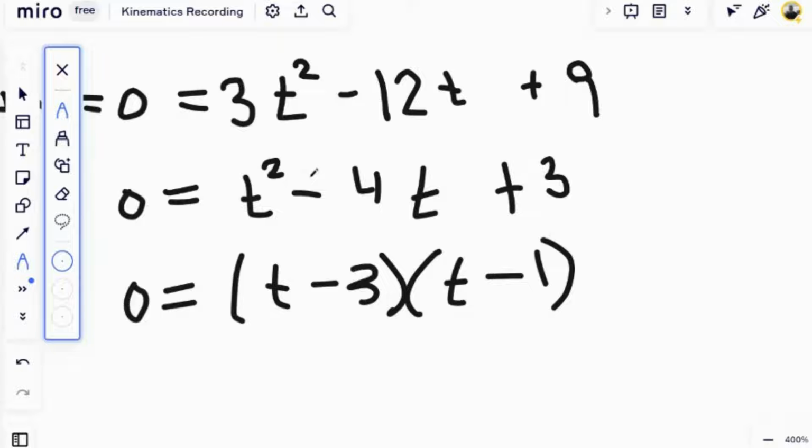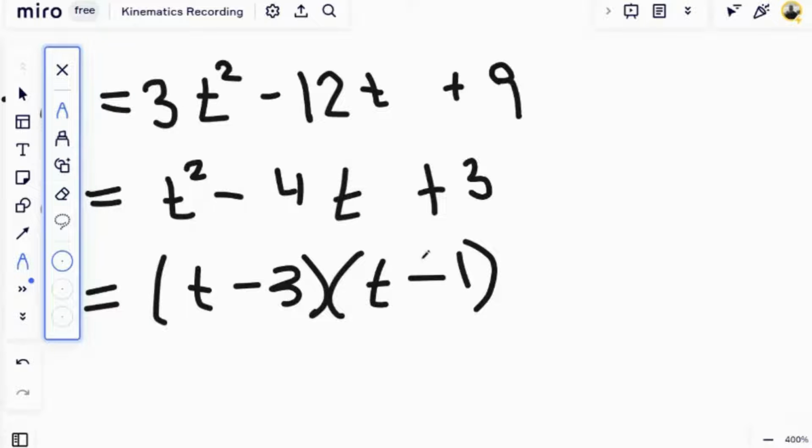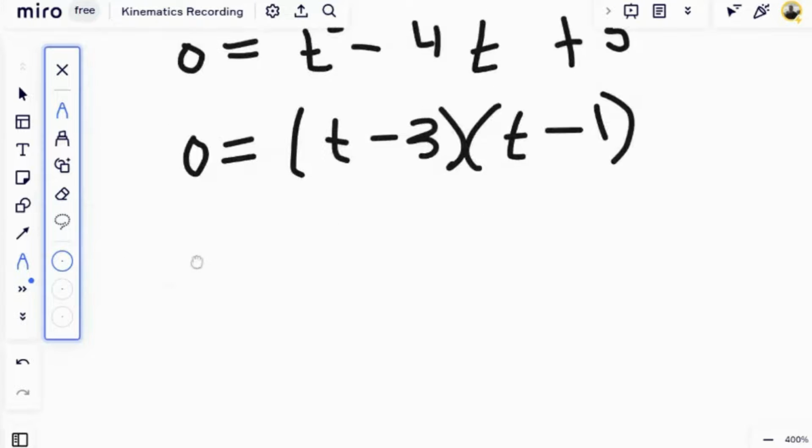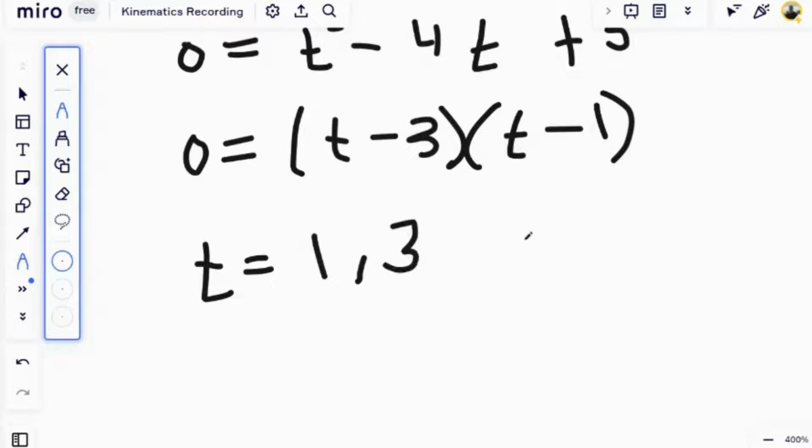Once I write this out, I always double check. t times t is t squared. We'll get the minus 3 and the minus 1, that's going to give us minus 4, and then multiplied together will be plus 3. Okay, that looks good. So that means that in order for our velocity to equal 0, our time has to be equal to 1 or 3 seconds.